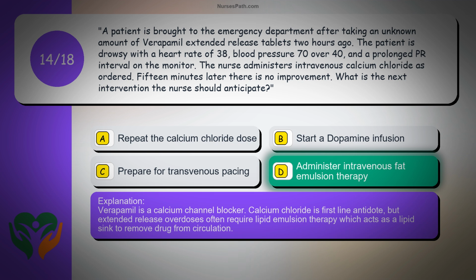Verapamil is a calcium channel blocker. Calcium chloride is the first-line antidote, but extended-release overdoses often require lipid emulsion therapy, which acts as a lipid sink to remove drug from circulation. Question 15.